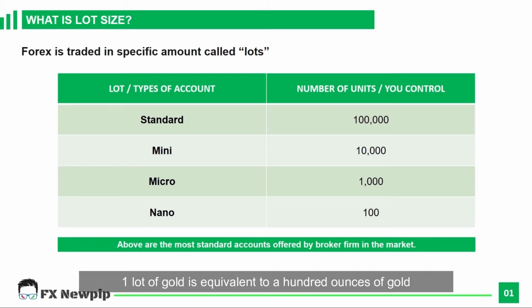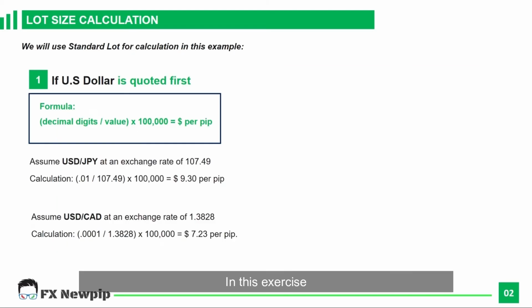For example, one lot of gold is equivalent to 100 ounces of gold. One lot of crude oil is equivalent to 100 barrels. In this exercise, I will use a standard lot for lot size calculation to understand how much value per pip, and I will use two different scenarios. The first one is if the US dollar is quoted first, and the second one is if the US dollar is not quoted first.